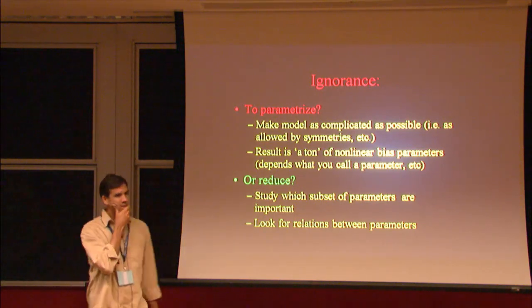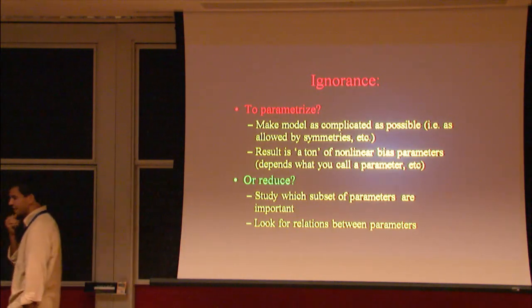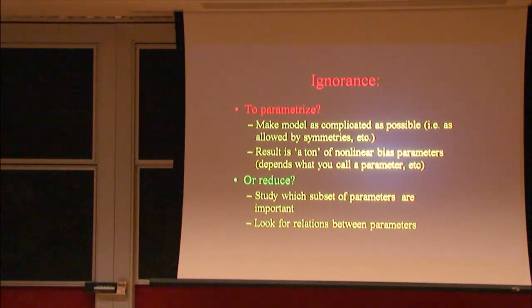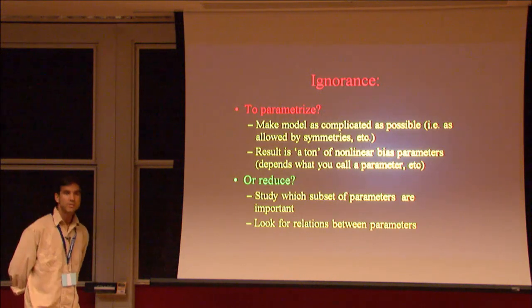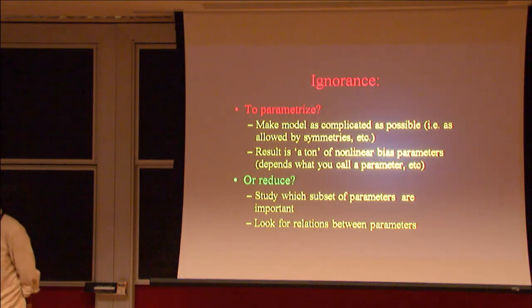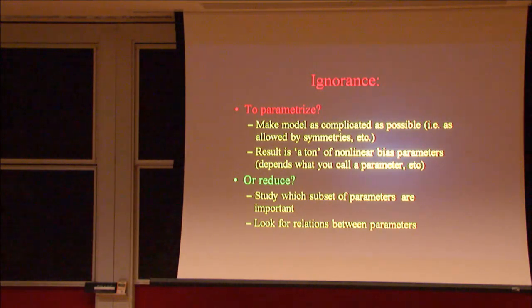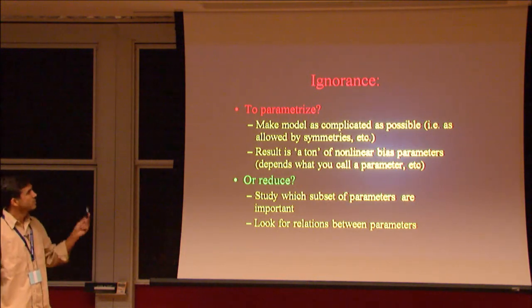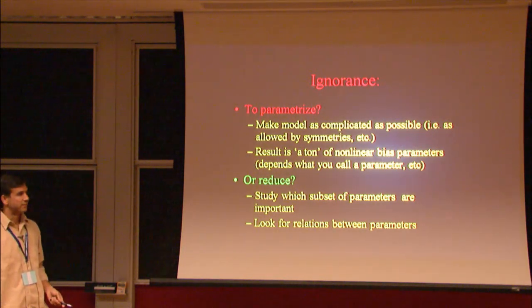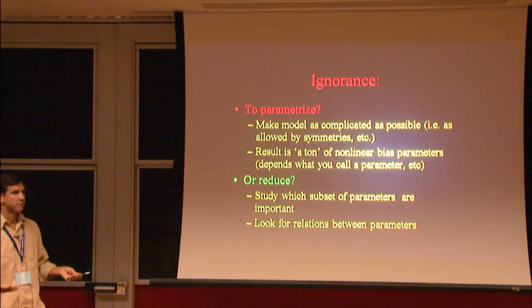So now we have a question, because we don't know the elements of that vector, and so I'll again touch on a point that David made. One option is to parameterize. You write down all possible things that are allowed by symmetry, and then you leave them as free parameters and you marginalize over them. That's one option. The other is to say, no, I'm going to try and study this problem, so I'll try to reduce the ignorance rather than parameterize the ignorance, and we'll try to figure out which subset of parameters is important.